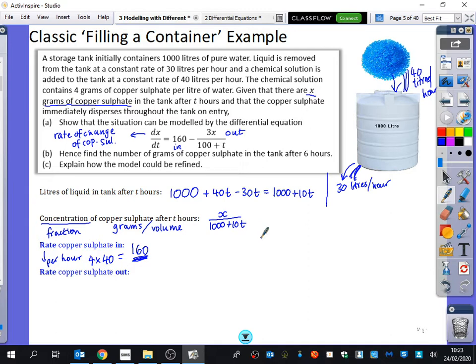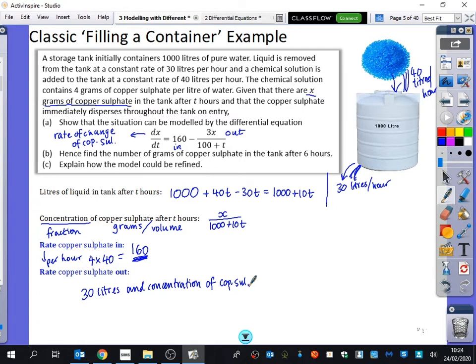So the rate of the copper sulfate going out is probably the trickier thing to think about, okay? Every hour, 30 litres is leaking. So how do I connect together 30 litres and the concentration? Times by 30, no? Yeah. And the concentration of the copper sulfate. I'm just guessing from the rate in.